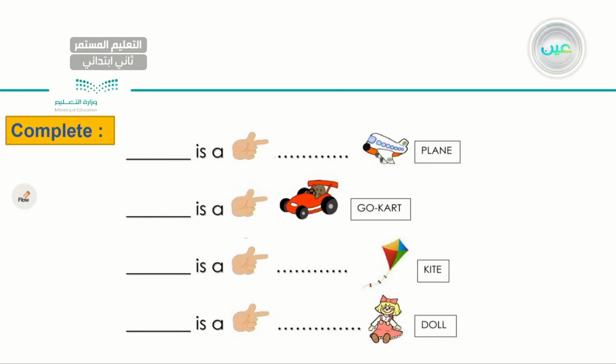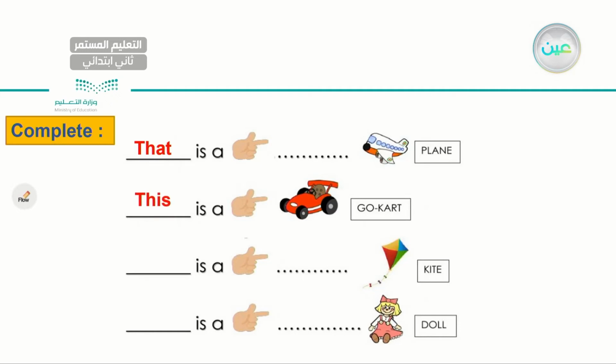Plane. Do I use this or that now? Is it close or far? Actually, it's far. We'll be using that is a plane. Okay, I have a go-kart. A go-kart is a racing car. This is a go-kart. Very good.